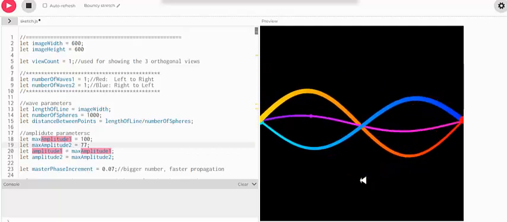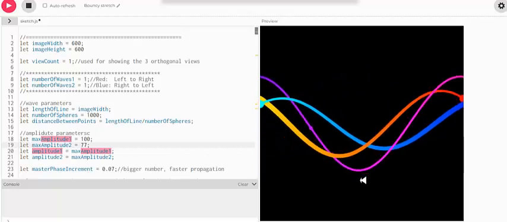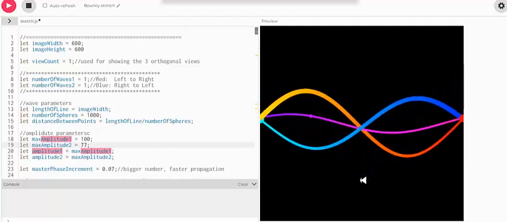And so it's a hybrid standing wave, propagating wave, I guess you could say, this interference pattern.